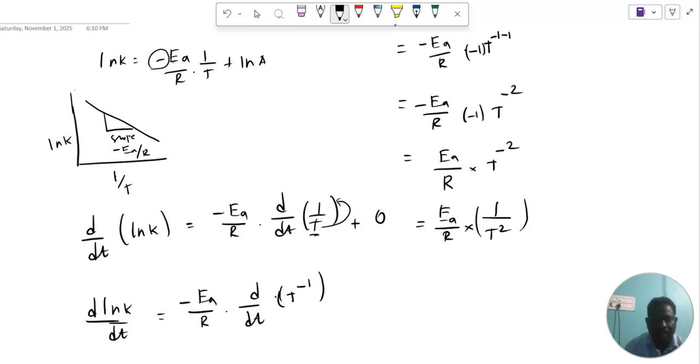So we have done this before integrating the equation. So earlier we have d ln k divided by dt is equal to EA by R into 1 by t square. So this equation we got now. Now it is easy to integrate this at two different temperatures.